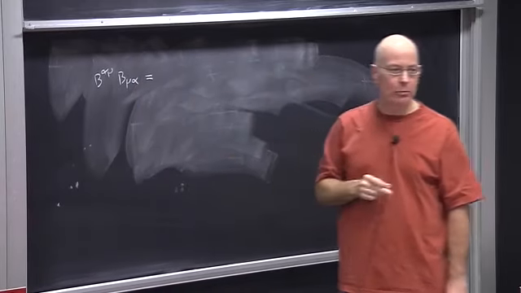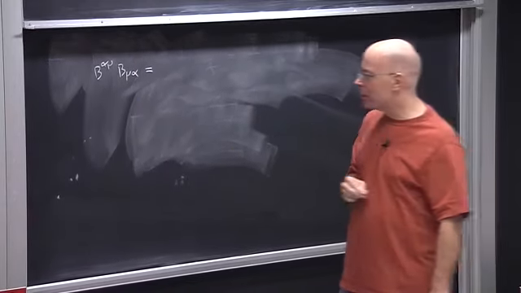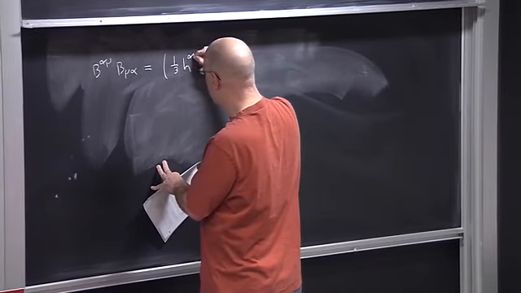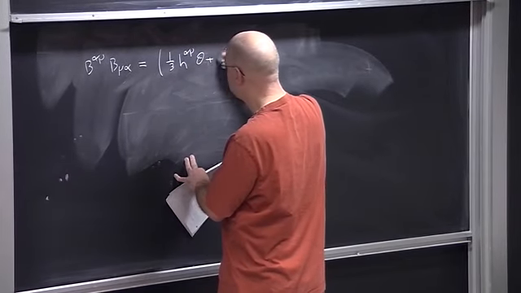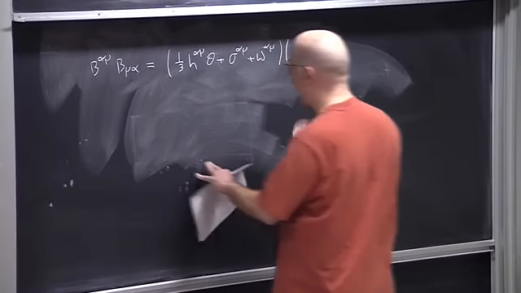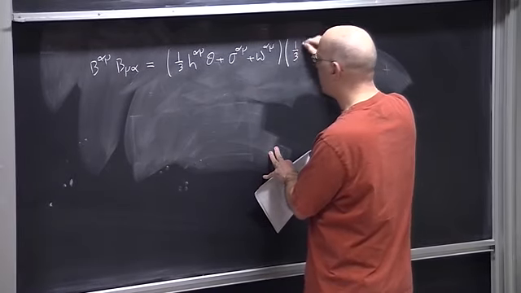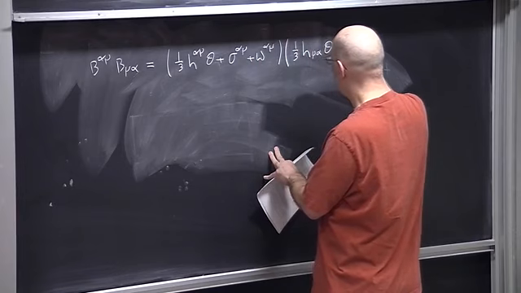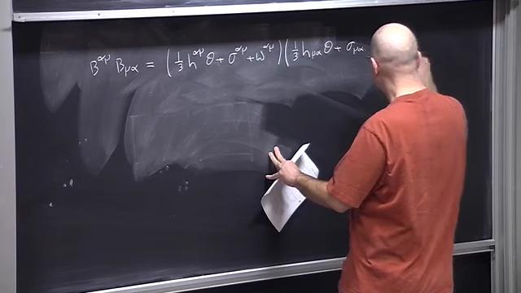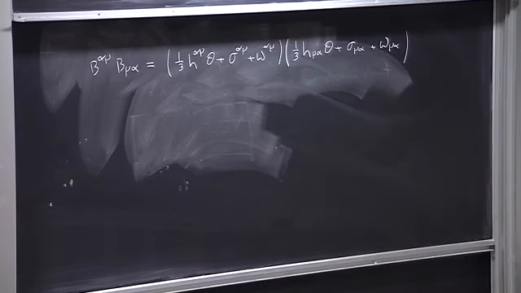So I'm just going to plug in what B stands for after the decomposition. So first of all, we get a third H alpha mu theta plus sigma alpha mu plus omega alpha mu. And then I multiply this by a third H mu alpha theta plus sigma mu alpha plus omega mu alpha. And you'd think, oh no, that's terrible. I'm going to have to do each multiplication, and there's going to be 9 terms in that. It's going to be a big mess.